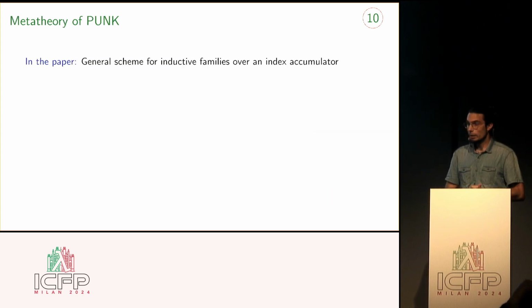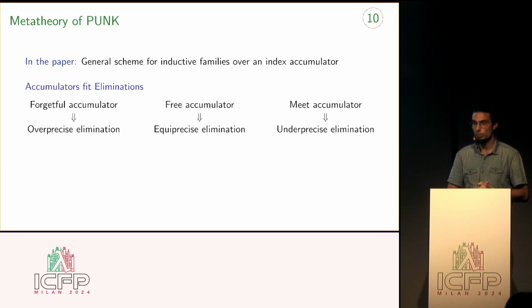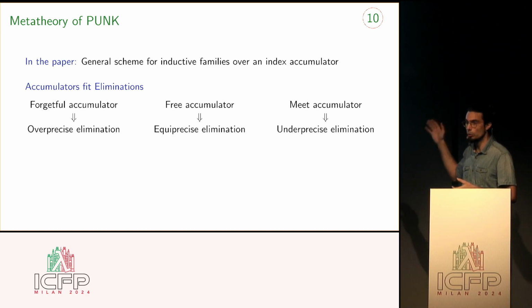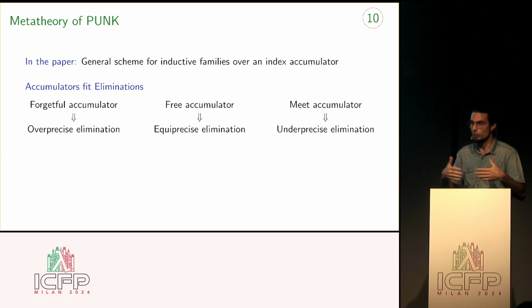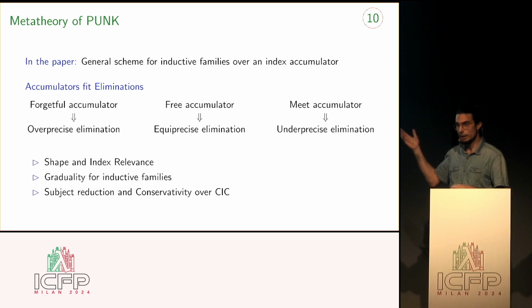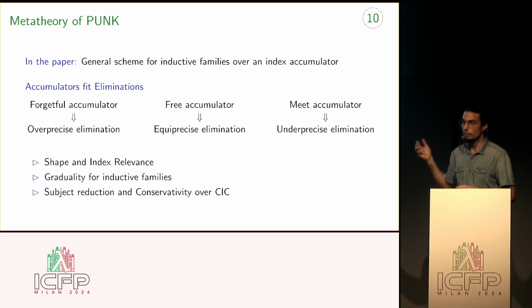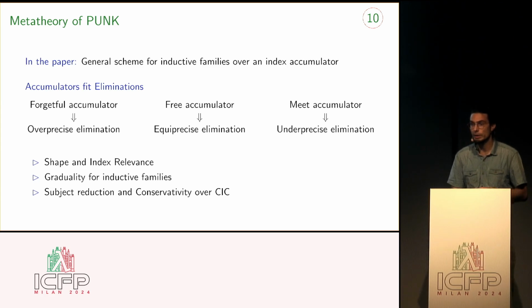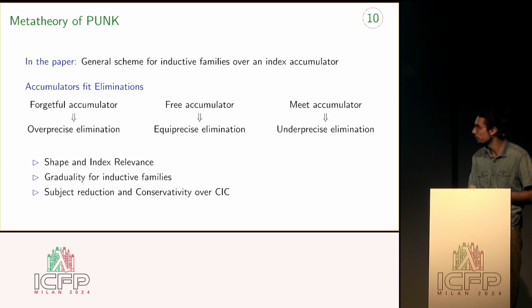In the paper, we show that this general framework has some good meta-theoretical properties. In particular, all the 3 examples of accumulators that I presented each correspond to one of the design spaces of a potential elimination that we found from observing the potential ways to describe the reduction behaviors. And we also show that all index-inductive families that we get have shape and index relevance, that they are gradual, that the system preserves subject reduction and is conservative over the calculus of inductive constructions.